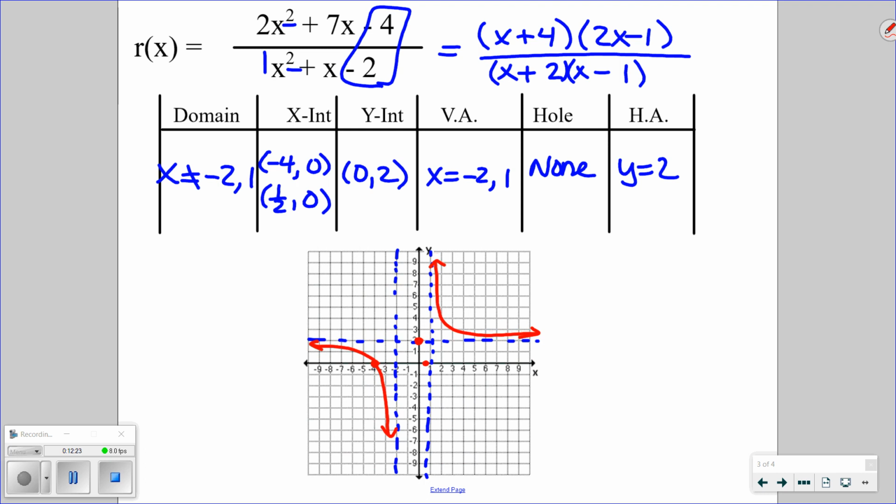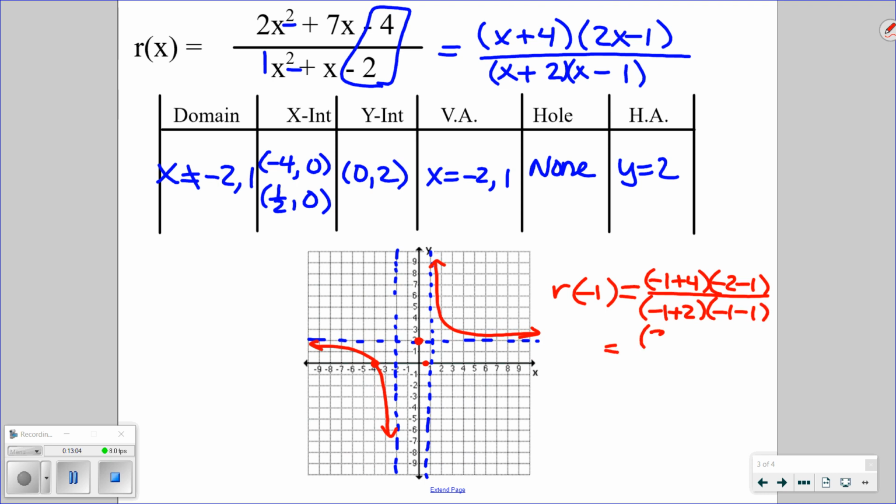Here's where I might plot an additional point just to see that shape a little bit better. So why don't we plug in -1 for x and just find what that y coordinate is. Now, when you plug in for x, you can plug it into non-factored form or factored form. I'm going to plug it into factored form. So we'd have -1 plus 4 times, well, 2 times -1 is -2 minus 1 over -1 plus 2 times -1 minus 1.